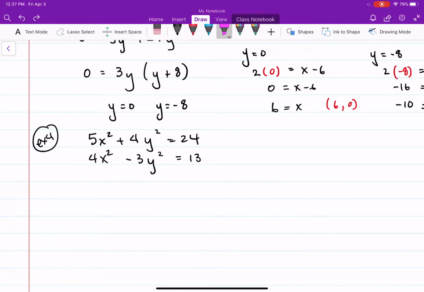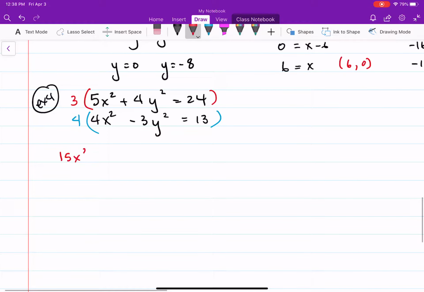I just need the number to be the same, and it seems like I can make both of them 12, okay? So the top is going to stay as a positive 12 by multiplying by 3, while the bottom, I'm going to multiply by a 4 to make it a negative 12. So positive 12, negative 12 would give me that 0, all right? All right, so what does the red equation going to look like? The red equation is going to be 15x squared plus 12y squared is equal to 72, while the blue is going to look like 16x squared minus 12y squared is equal to 52.